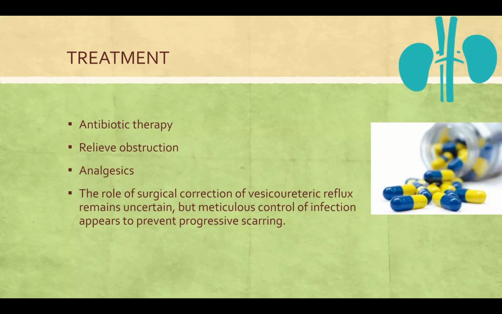role of surgical correction of the vesicoureteral reflux, which is the movement of urine backwards to the kidney or the normal cortex or the normal capsule, leading to thinning of the cortex and scar formation or irregular scar or fold formation, remains uncertain, but meticulous control of infection appears to prevent progressive scarring.